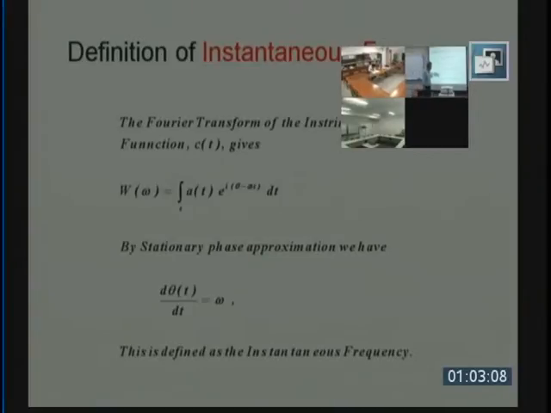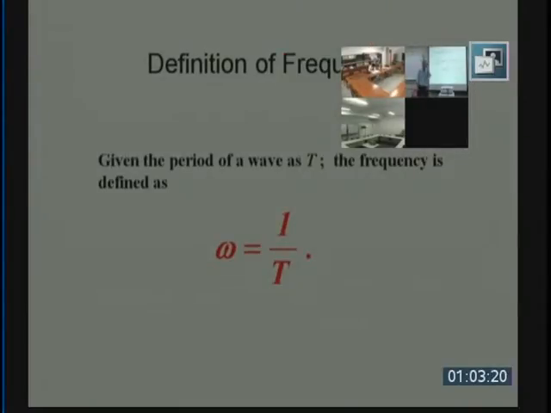And because theta t is a function of time, the time derivative of theta t is also a function of time, so omega is a function of time. This is our instantaneous frequency. Compare this with the frequency definition we had before, which is 1 over T. This is very, very different.